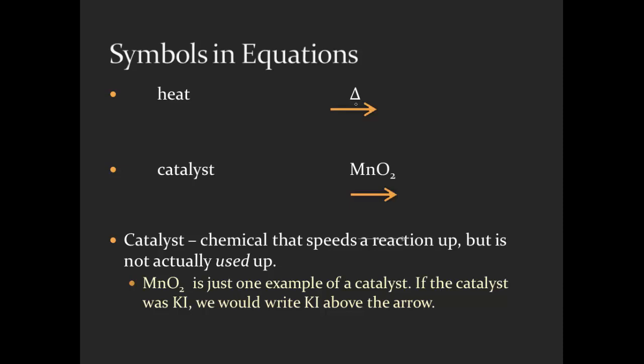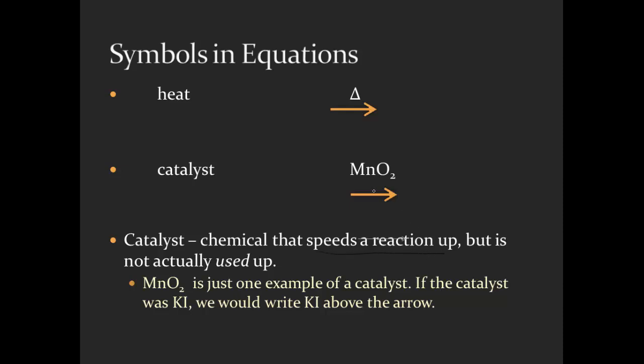And so if that happens, we just write the triangle to indicate that heat was added. Some reactions happen very slowly, but they can be sped up with a catalyst. So MnO2 is a catalyst for the decomposition of certain substances. So the substance would decompose on its own, but a catalyst is simply a chemical that speeds up the reaction.